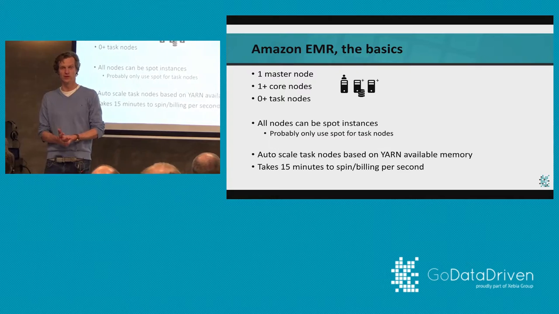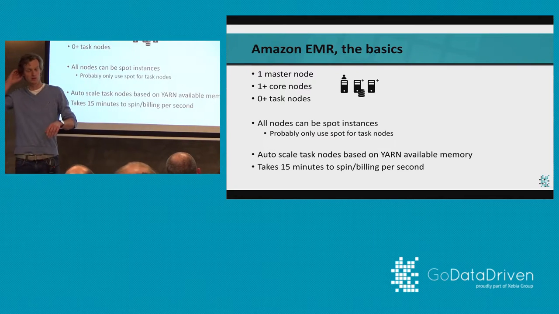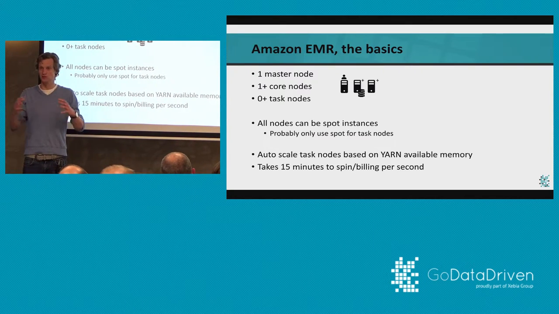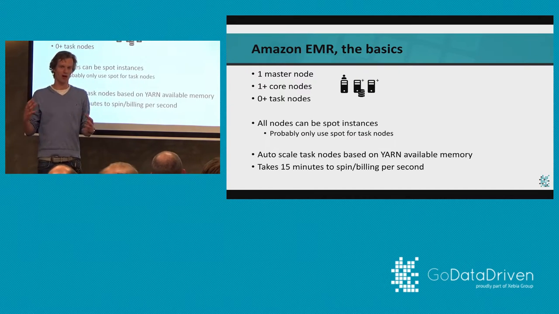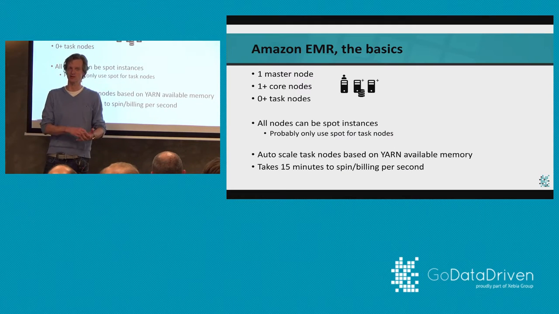Now, a core node actually uses this local SSD. So with Amazon, some of these instances have a local SSD. I'm not quite sure how local a local SSD is, but I can imagine that it is actually in the machine itself.